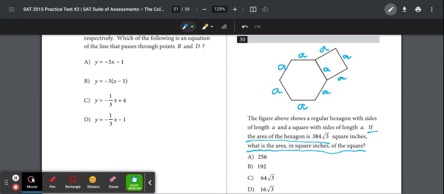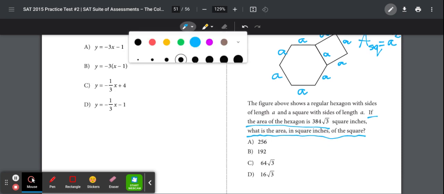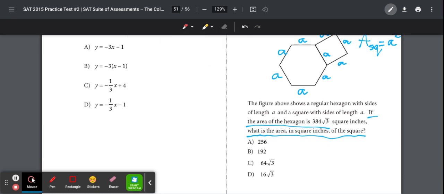We do know that the formula for area of a square is side times side. So in our case, the area of the square is going to equal A squared. Obviously, we need to find the value of A in order to answer that question. So our focus will shift towards the hexagon since that's where we have information regarding the area of the figure.